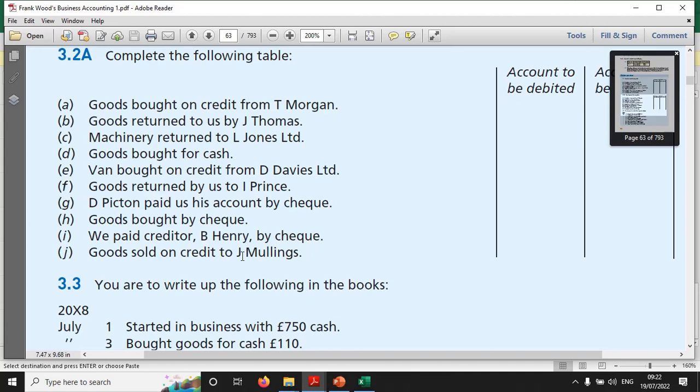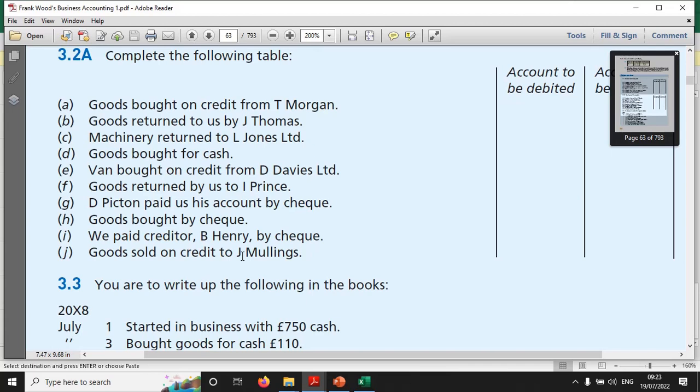Van bought on credit from D. Davis. Purchases account. There's a problem there. Van bought on credit. Where is the purchases coming from? Have you seen the word goods in that sentence? Davis and what? How can there be one account? There's Van and Davis. Congratulations. Now, do the work. Allocate the accounts in the respective columns. Debit Van and credit Davis. Congratulations. That's correct. Let's go to the next one.